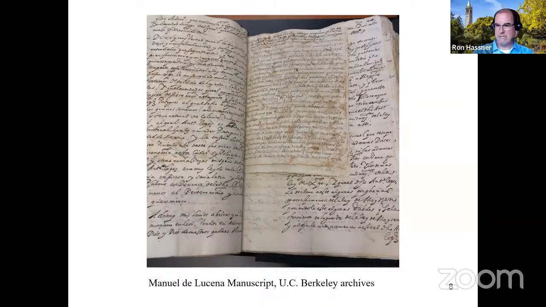So in other words, if this is the trial of Manuel de Lucena, it includes not just the words he spoke and the words the witnesses spoke, it includes every other trial in Mexico City in which Manuel de Lucena or his family members are mentioned. And that's how you get a 1,500-page tome. It's not just one trial, but it's copies of multiple trials.